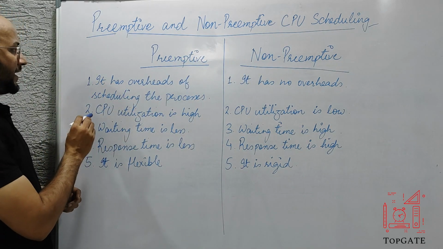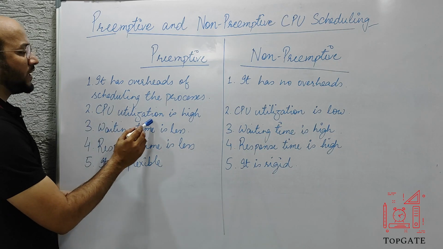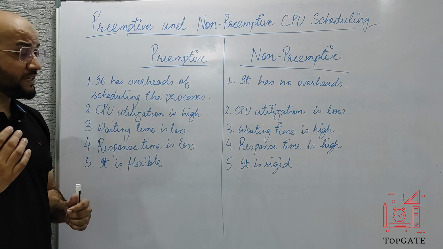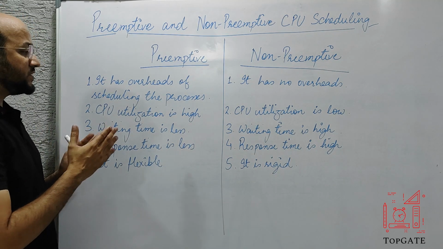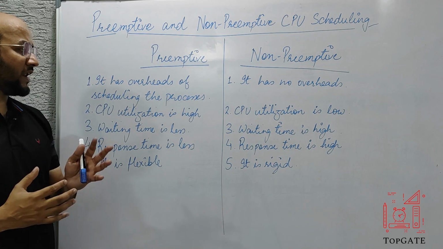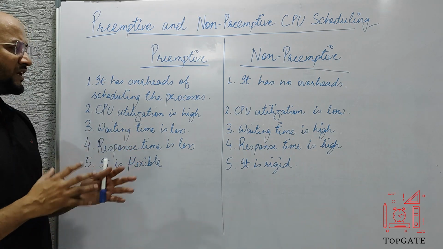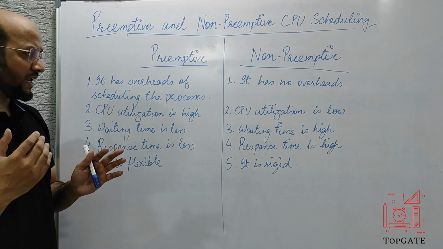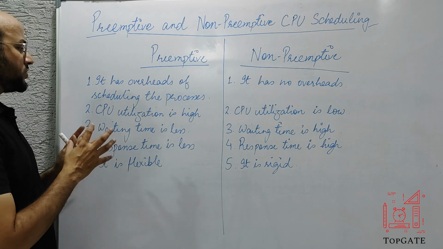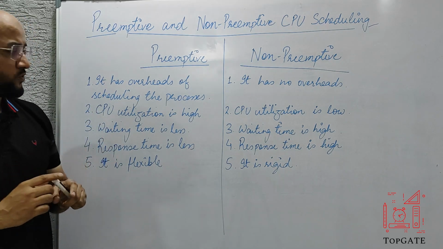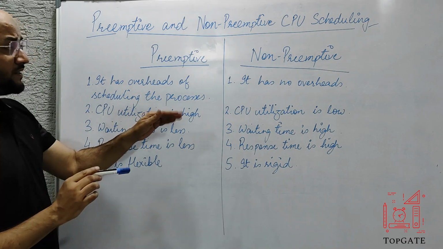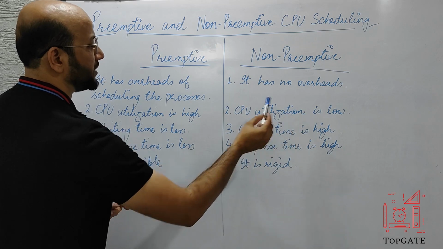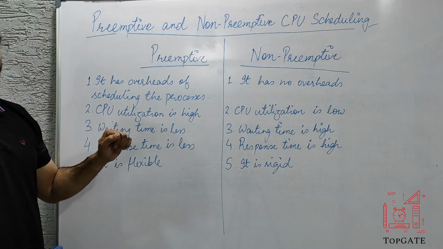Second one, in preemptive scheduling, the CPU utilization is high. What does that mean? Since we are trying to keep the CPU as busy as possible, and we are continuously trying to execute one process after another, doing the context switch every time, the CPU is very busy in this case. It will never sit idle most of the time, and most of the time it will be busy executing the processes. So we can say the CPU utilization is high in this case, and that is a very good thing. In non-preemptive, the CPU utilization is low as compared to the preemptive scheduling.